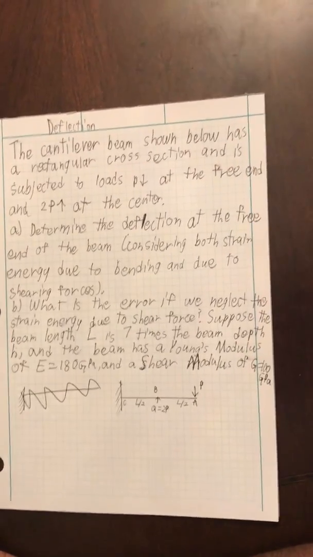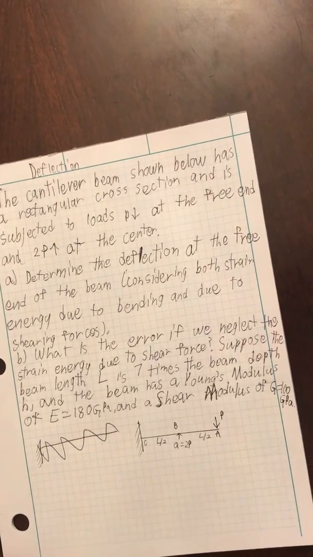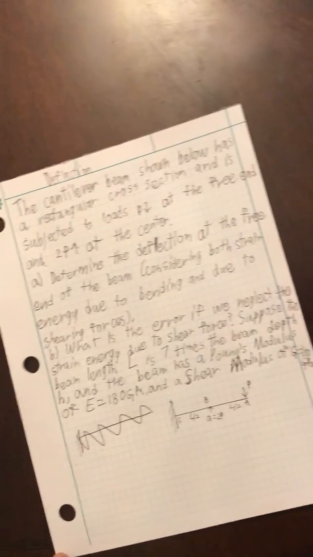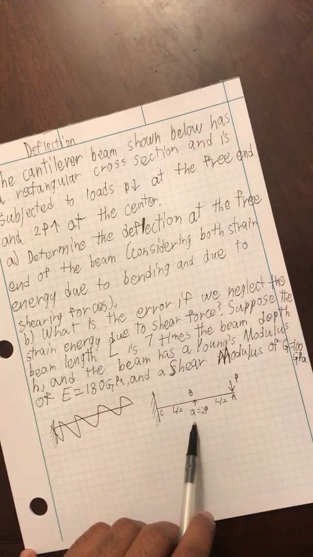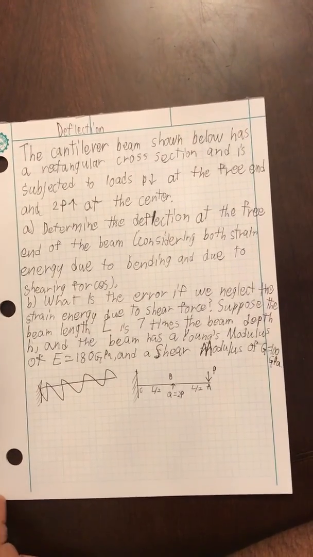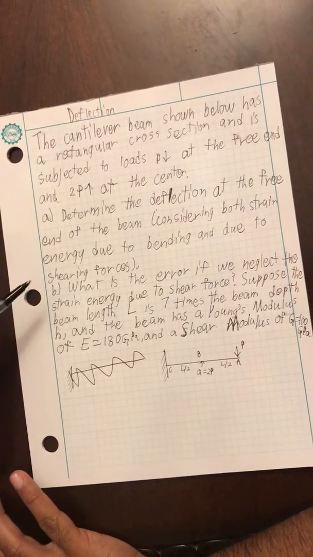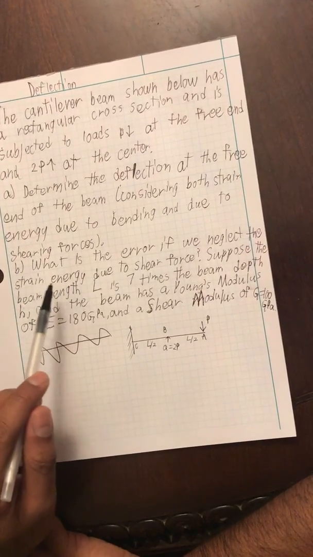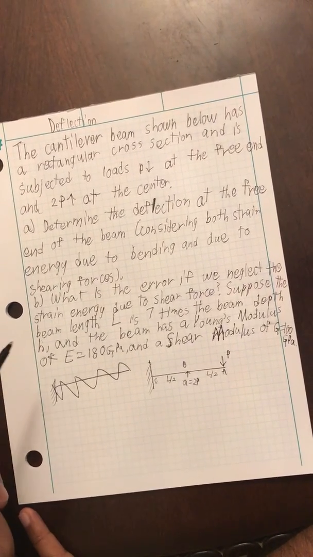This one's on deflection. Here we've got a cantilever beam with a rectangular cross section, with a load of P downwards at the free end and 2P upwards at the center. I made Q equal to 2P. Essentially, we have to determine the deflection at the free end of the beam, considering both strain energy due to bending and shear forces. That's part A. And part B is what's the error if we neglect the strain energy due to shear force.